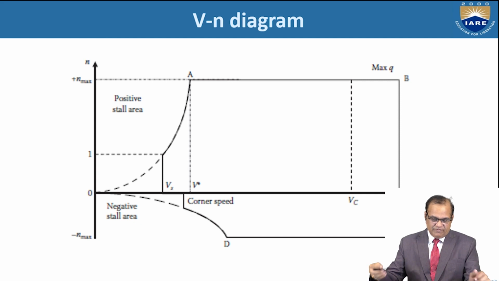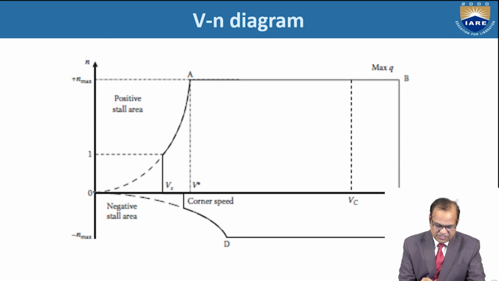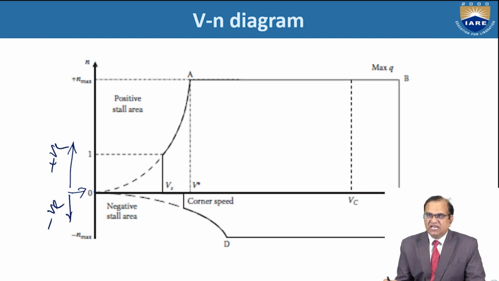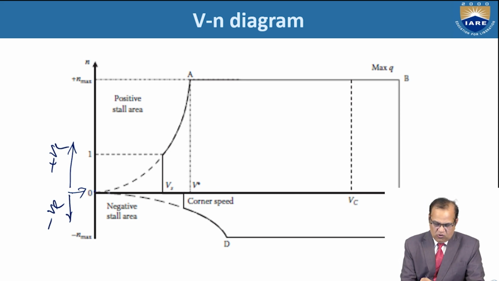So here is the VN diagram. If you see, this is the 0. From here, if you go upward, it is positive, and if you go downward, it is a negative load factor. This horizontal line is the velocity line, and here is VD, here is VC. From here, O, A, B, C and D, and here is the corner speed, and this is the special speed, that is called V star, and here is VS, the stall speed. Here is the star speed, it is VC. Our aircraft should fly within this limit.